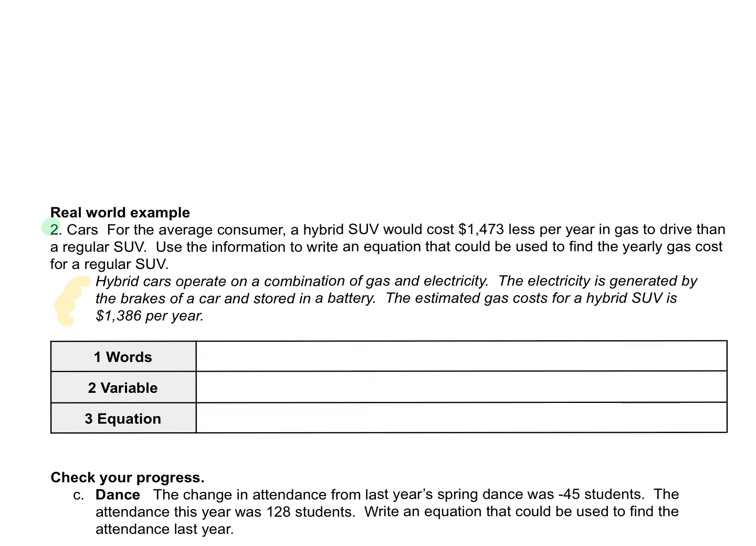I might highlight some things that I do know right now. I know we're talking about a hybrid, and that a hybrid is less per year in gas than a regular SUV. I also know that here they tell us write an equation that could be used to find. This means we don't know the yearly cost of a regular SUV. So that's what we don't know. So right away, I might jump to that and say, okay, I might make R the gas cost for a regular SUV. I know that's what I don't know so far.